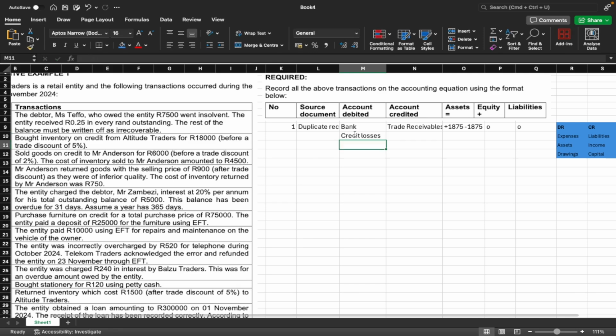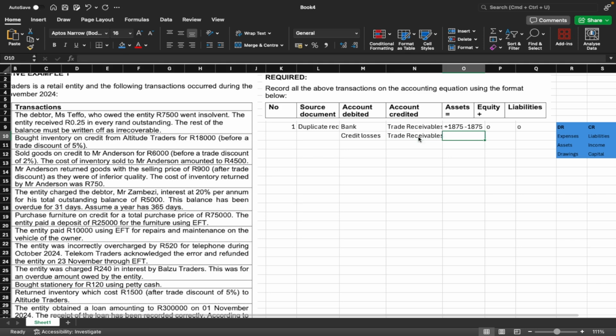And what are we going to credit? Well, I hope you guessed it. It's easy enough. It's trade receivables, because remember what's reducing? Money that is owed to us by this debtor is reducing. So we're going to credit trade receivables, and you know trade receivables is an asset and it's going down because we can't receive this money anymore. We need to remove it from our books. That's why it's reducing. So we're going to credit our trade receivables.